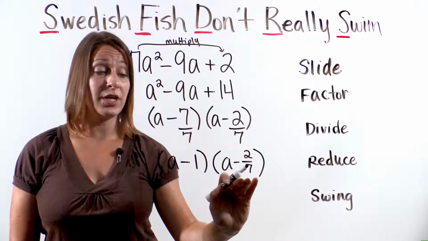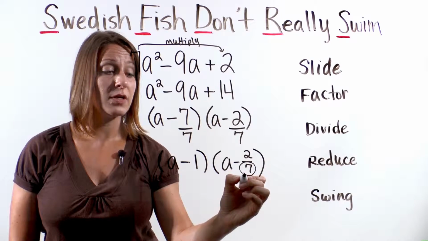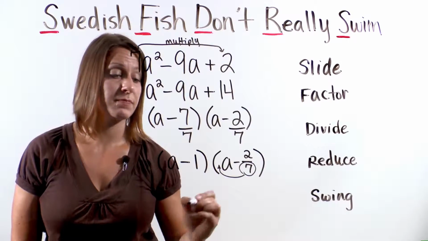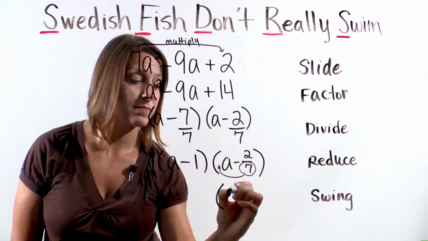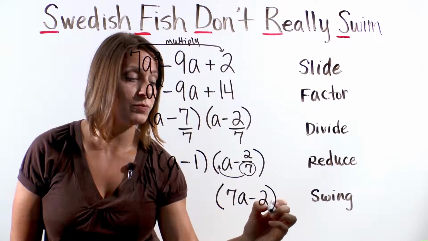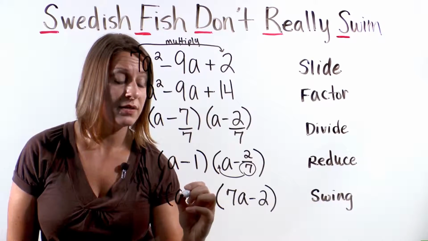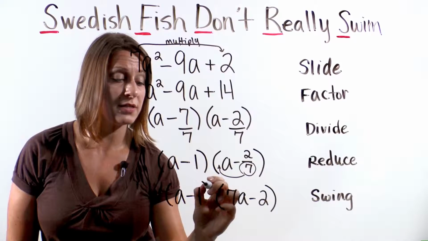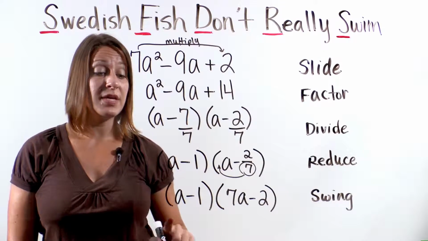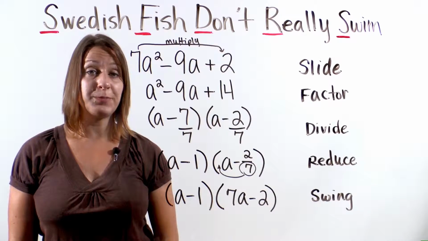7 is in our denominator, so we are going to swing the denominator to go right in front of that a. This will be 7a minus 2. We did not have to swing anything with our a minus 1, so it still stays part of the answer. Our final answer to this problem is a minus 1 times 7a minus 2.